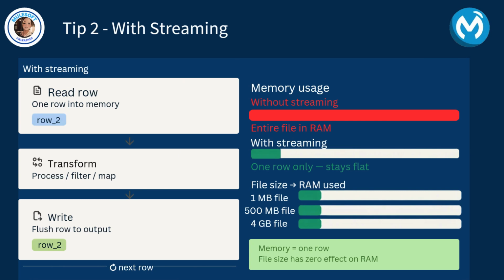With streaming enabled, DataWeave processes one record at a time. It reads a record, transforms it, writes the output, and immediately moves to the next record. Since only a small portion of the file is kept in memory, memory usage remains nearly constant regardless of file size. This approach is especially useful for large CSV files, XML documents, and supported JSON streams.